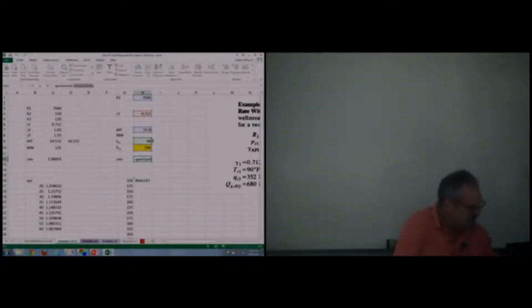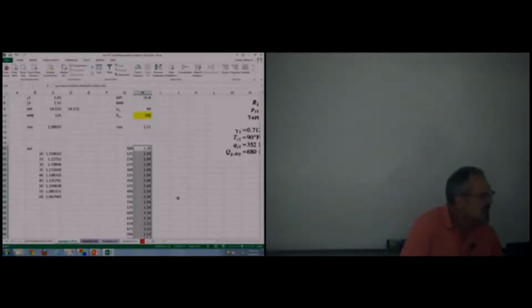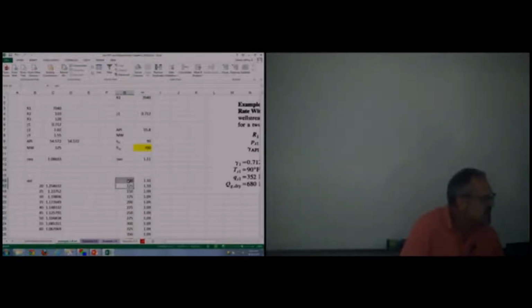Okay, I'm going to make everything absolute. Remember, I did the same thing before. And then copy it. And then make my separator pressure a variable. I got to make sure I hit F4 enough times that I lose all the dollar signs. And then my gas gravity as a function of separator pressure. And you see, it looks like I got to go a little bit lower.